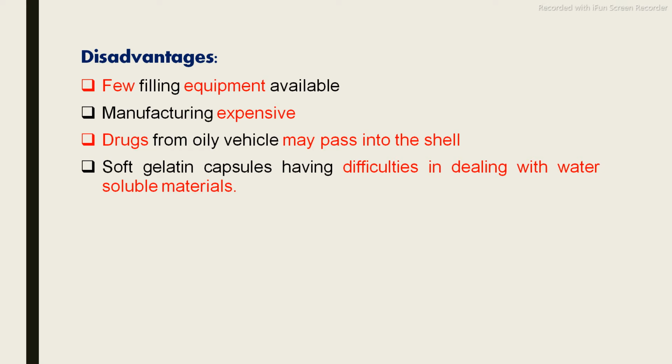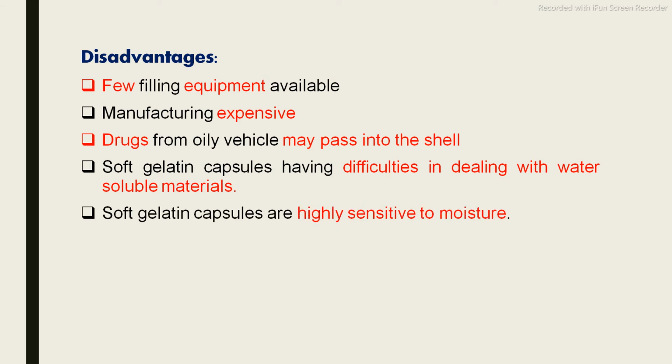Soft gelatin capsule has difficulties in dealing with water soluble material. This is the main precaution we have to take with soft gelatin capsules. Generally, gelatin is soluble in water, so we have to always take care of that. Water and water miscible volatile components are never allowed to be encapsulated in soft gelatin capsules. That's why there is difficulty in dealing with water soluble medicament. Water soluble medicaments are generally not suitable for soft gelatin capsule. Otherwise, it will dissolve the soft gelatin shell, and your medicaments may rupture or come out.